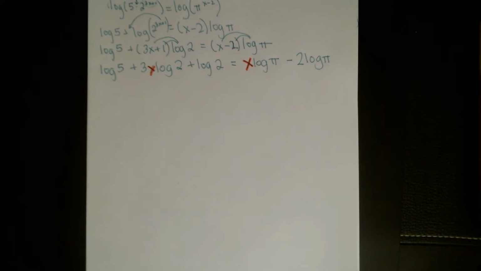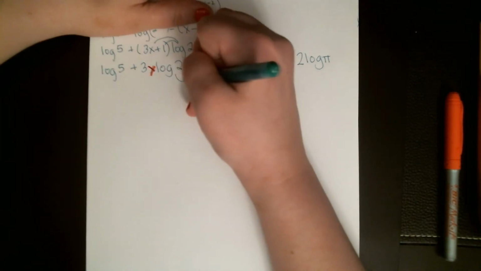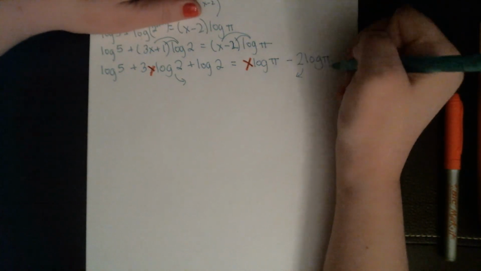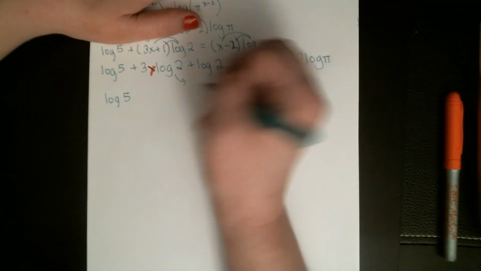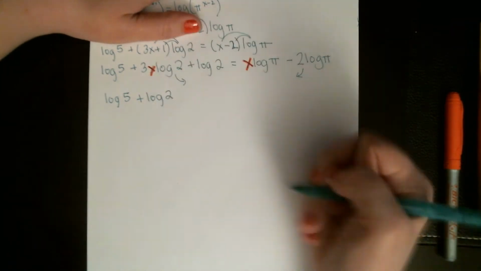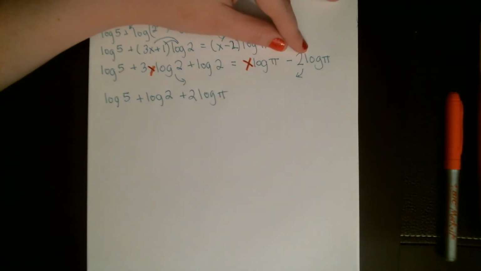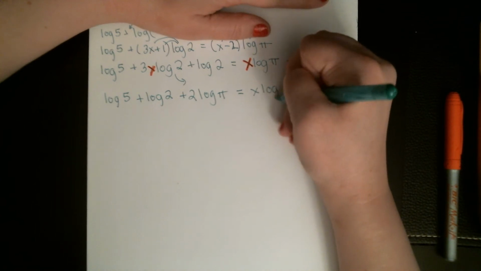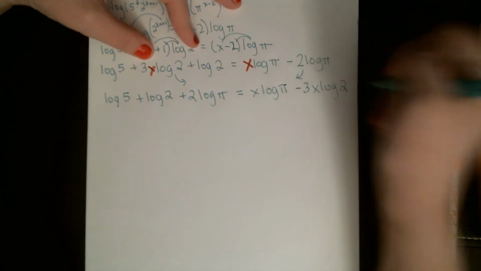Okay, so I'm going to choose a side to move x's to. I think I'll go ahead and move them right. So I want to move this to the right. And since I'm deciding to move x's to the right, I'm going to move the 2 log pi to the left. So I'm going to leave a log of 5 where it is. I'm going to leave the log of 2 where it is. I'm going to add 2 log pi to both sides. So that moves it from the left to the right. I'm leaving x log pi where it is, and I'm subtracting 3x log 2.